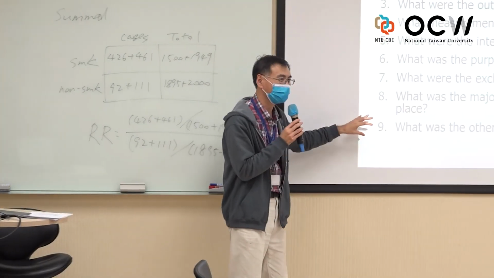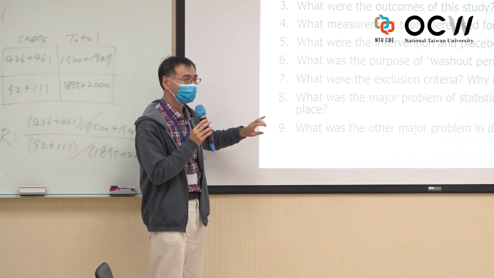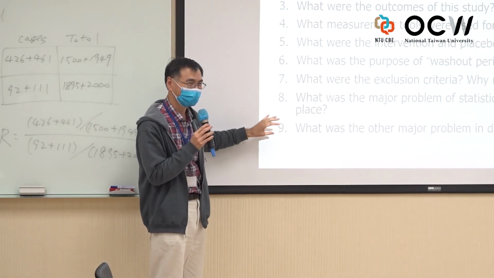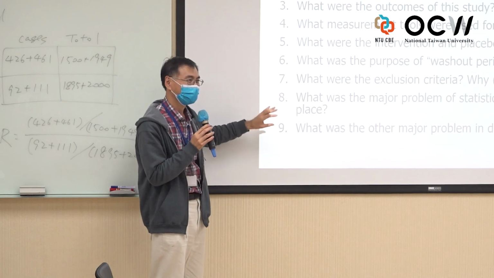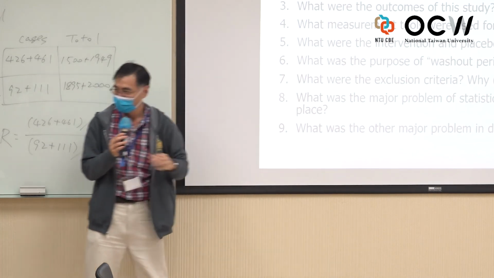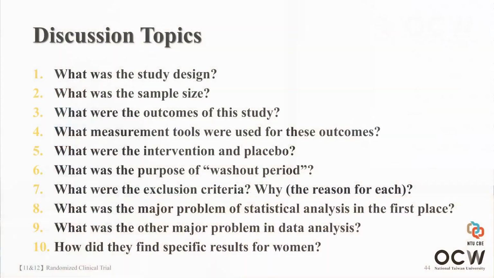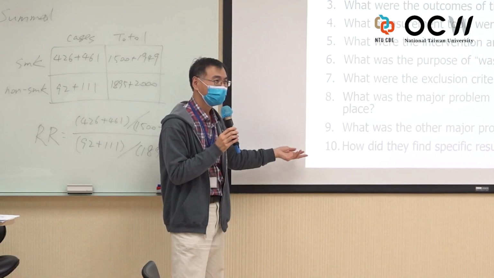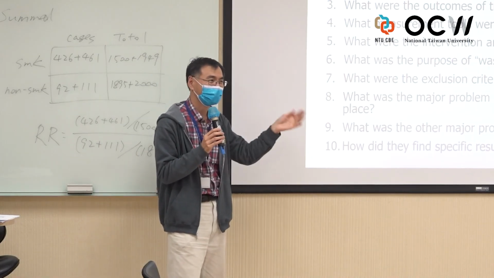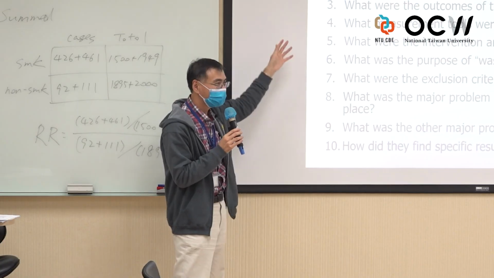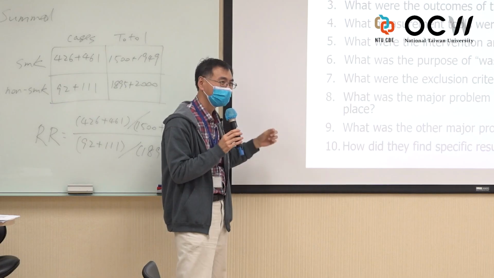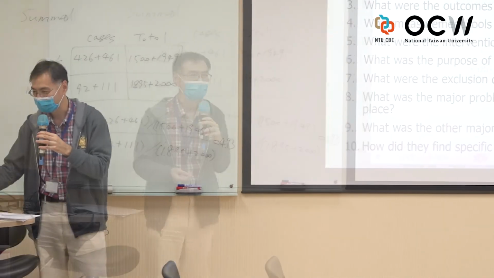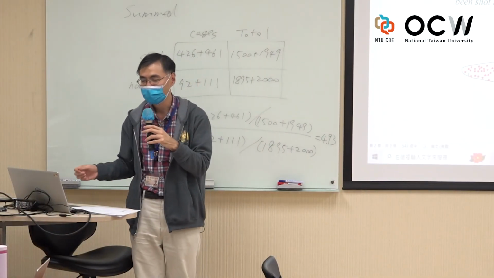Number 9, what was the other major problem in data analysis? Think about it. You've taken a course given by Andre, and we finished almost all the course in epidemiology. So you are supposed to know, but it might be a little bit challenging. Last one, question 10: how did they find the specific results for women? It's covered by today's lecture, right? After the three-hour lecture on RCT, you are supposed to understand everything about this, right? So let's have an interesting discussion. Okay? Thank you.